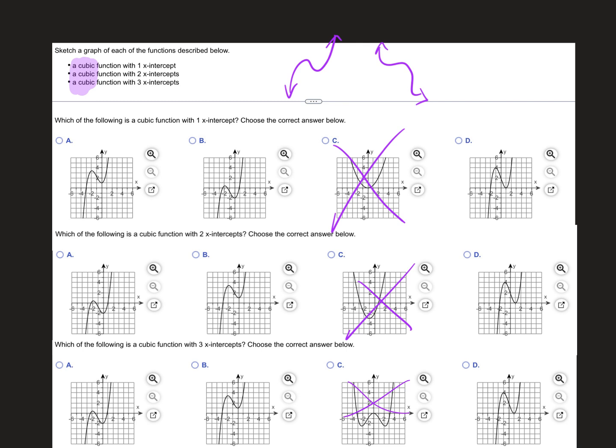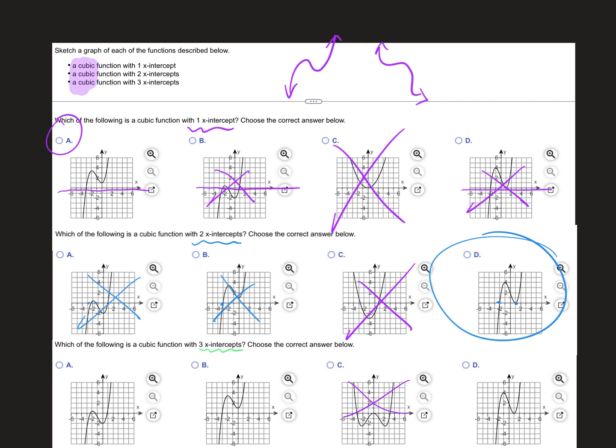Then I'm looking for how many intercepts it has. It has 1 x-intercept. So how many times does it cross the x-axis? Now this one crosses twice. B crosses 3 times. A is the one that crosses once. On the next one, I'm looking for 2 x-intercepts. So A crosses 1, 2, 3 times. B crosses 1 time. This one crosses 1, 2 times. So D. And then our last one, we're looking for one that crosses 3 times. So 1, 2, 3, that's this one right here.